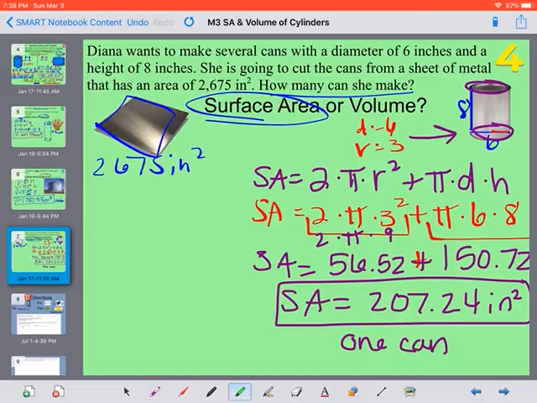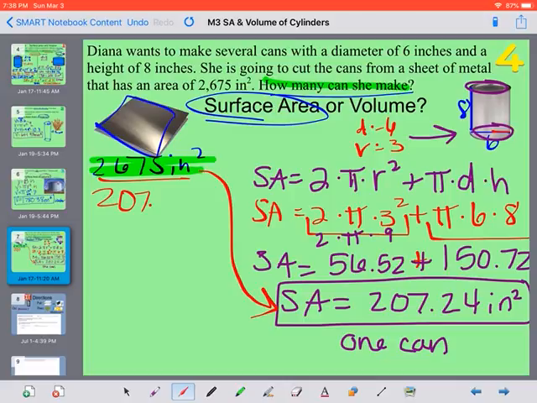They want to know how many cans she can make. So if we know the area of the whole piece of metal is this right here, we could just divide it by one can to figure out how many cans of this size we could get. So we're going to divide by 207.24 to see how many of that size we could make out of the sheet.